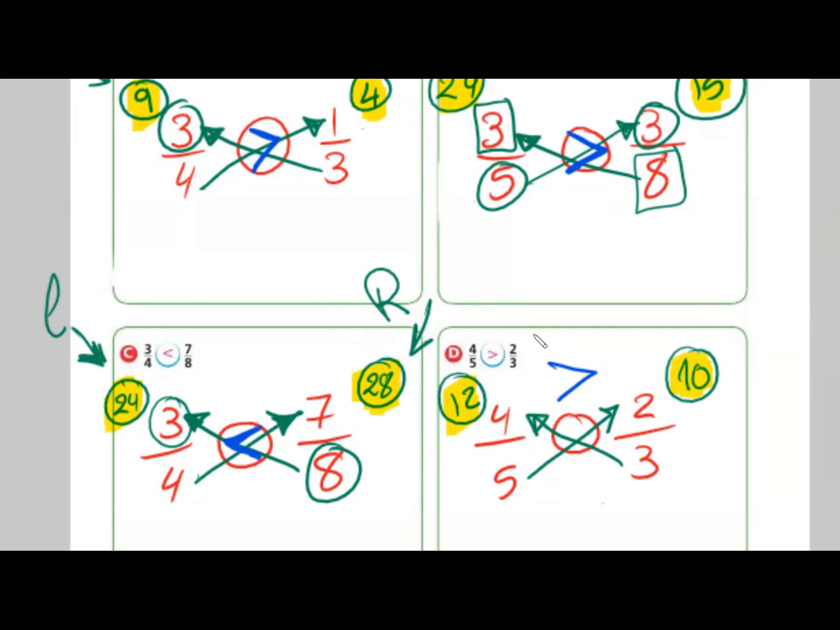Okay, what about the next one? Write this, guys, and let's move to the next page. Hurry up. You have 2 minutes.